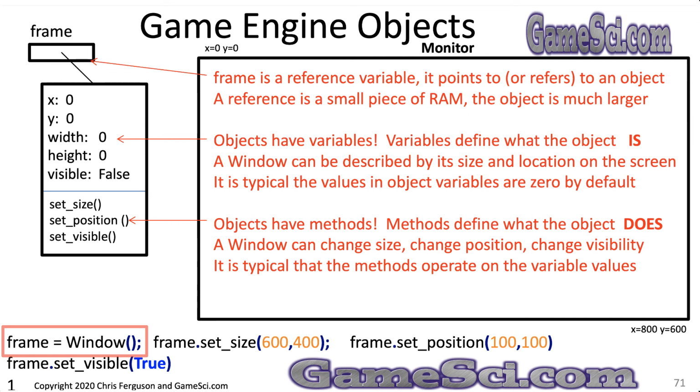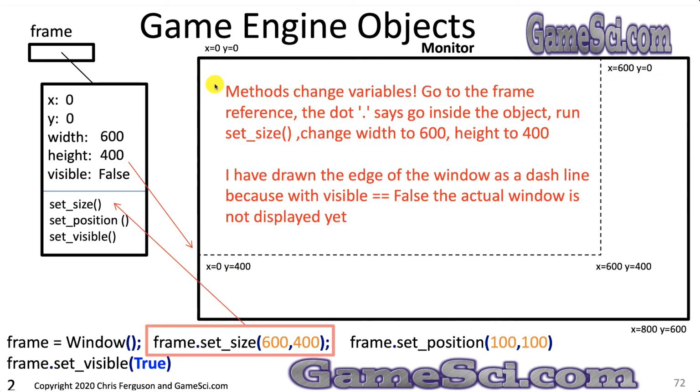Every game engine I've ever looked at has some sort of window class. It might not be directly called window. They might have some different name for it, but it is an object that controls the window that the game is played in. Methods change variables.